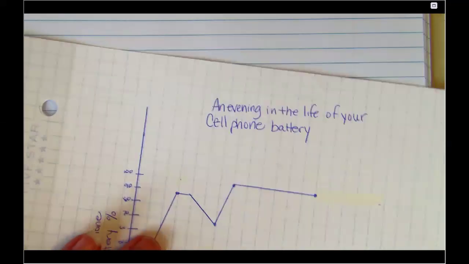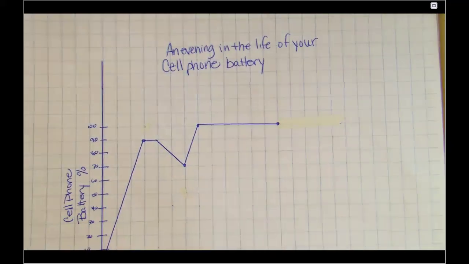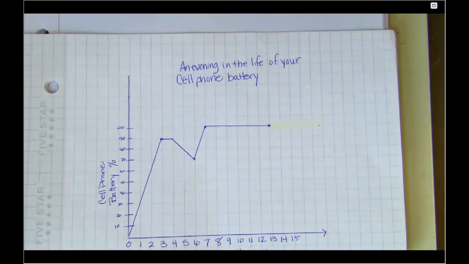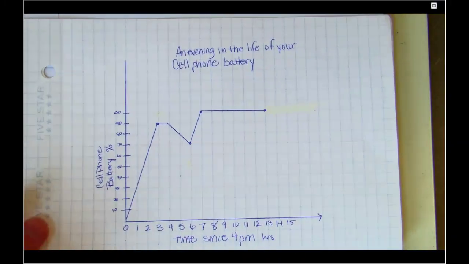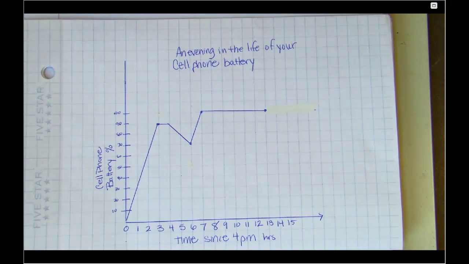Okay, so here is, I gotta zoom out just a little bit. There you go. So this graph says an evening in the life of your cell phone battery. If your cell phone battery could talk, it would say, this is my life. Okay, so tell me, what does the y-axis represent? Battery percentage. Okay, so your battery percentage is percent over there. What's the x-axis represent? Time.